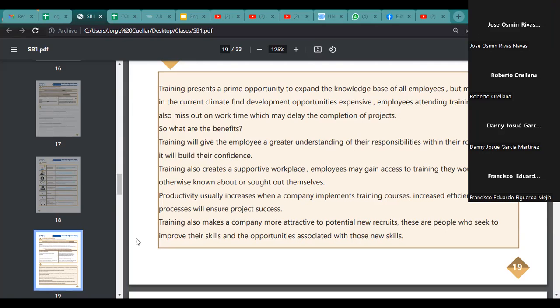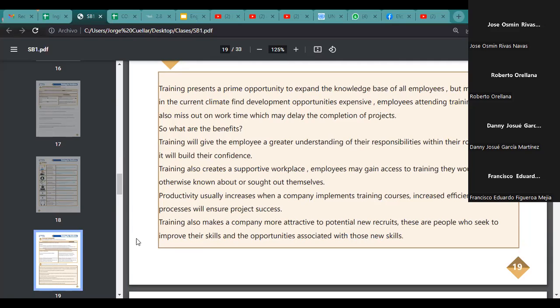Okay, so let's see. Training present a prime opportunity to expand the knowledge base of the employees, but many employees in the current climate find development opportunities expensive. Employees attending training section also miss out the work time, which may delay the completion of projects. Good. Very fast. That was so fast. Nice. Perfect. Thank you. Welcome.